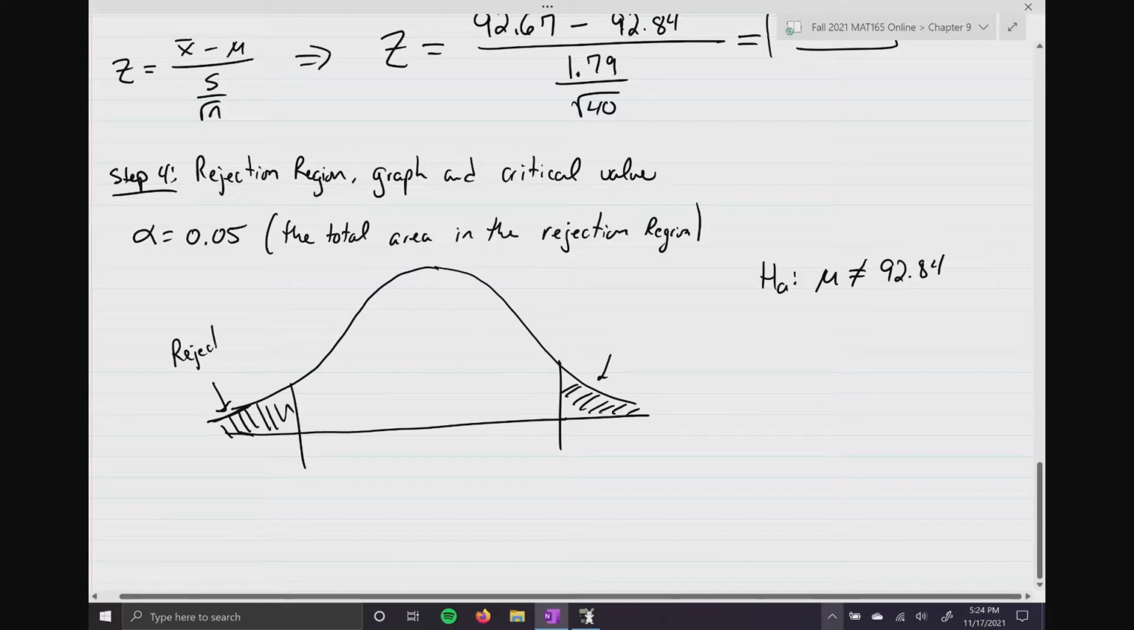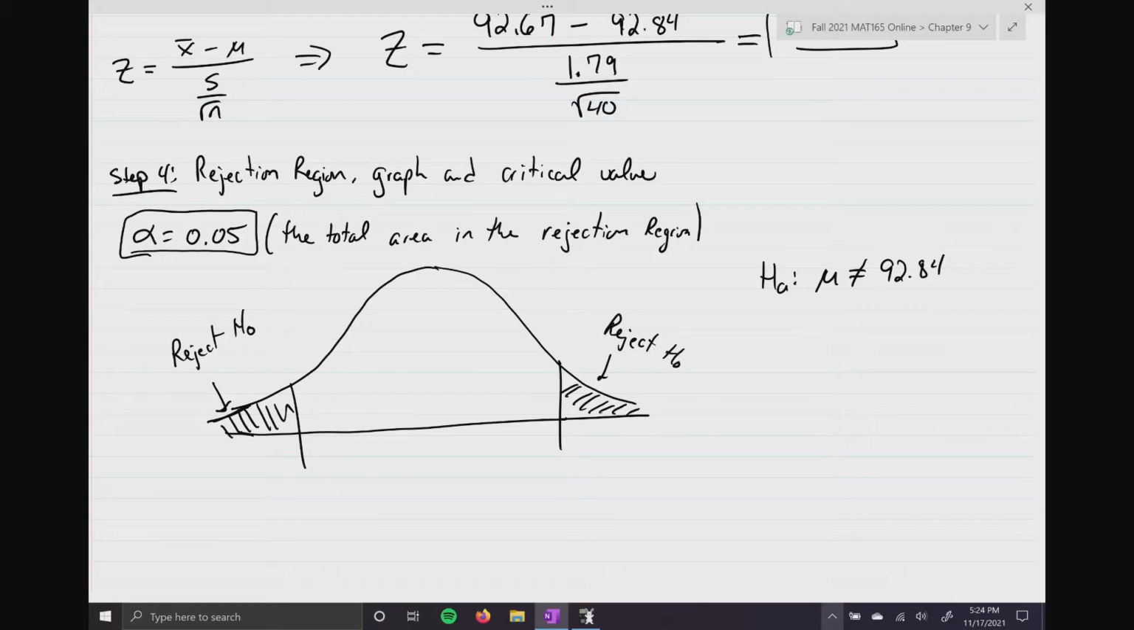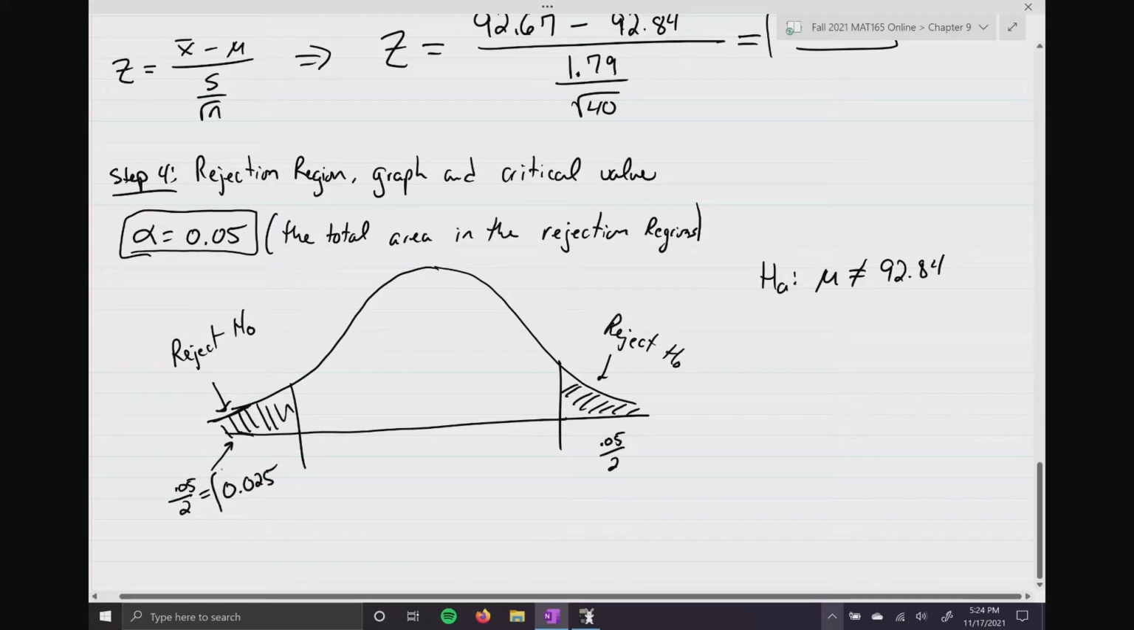So this is reject the null, and this is reject the null. But here's the catch. Alpha equals 0.05 is going to be the area in the rejection regions. So we have two regions here, which means since I have two of them, the area in this is going to be 0.05 divided by 2, and the area here is going to be 0.05 divided by 2. And when you take 0.05 and you divide it by 2, you get 0.025. So that is the number you have to look up in the body of your table.